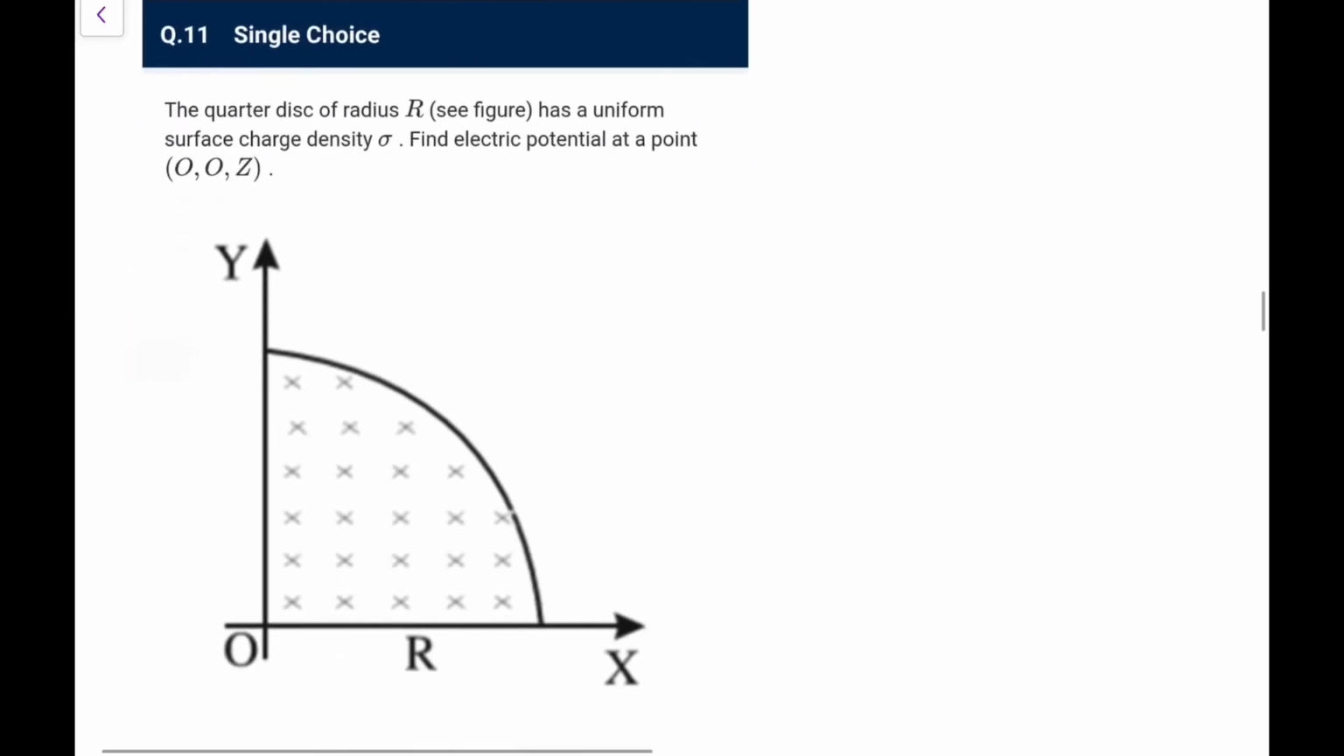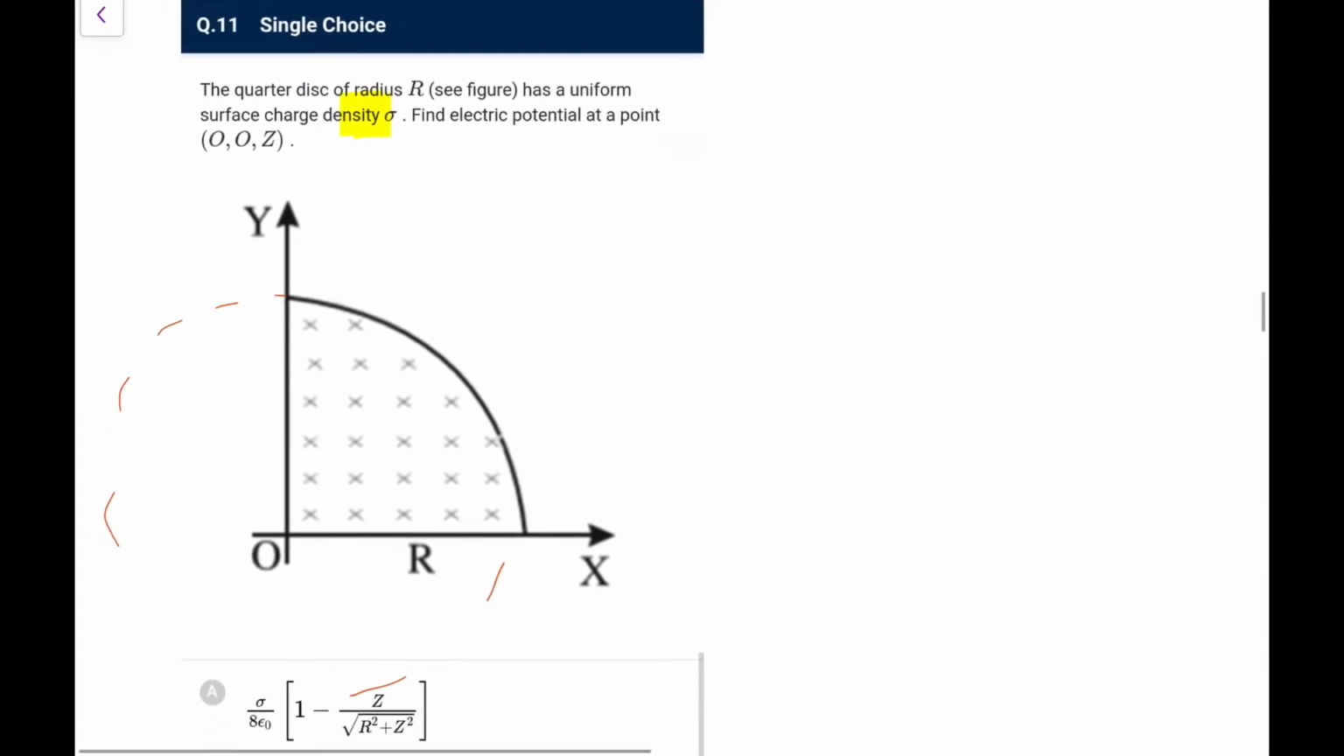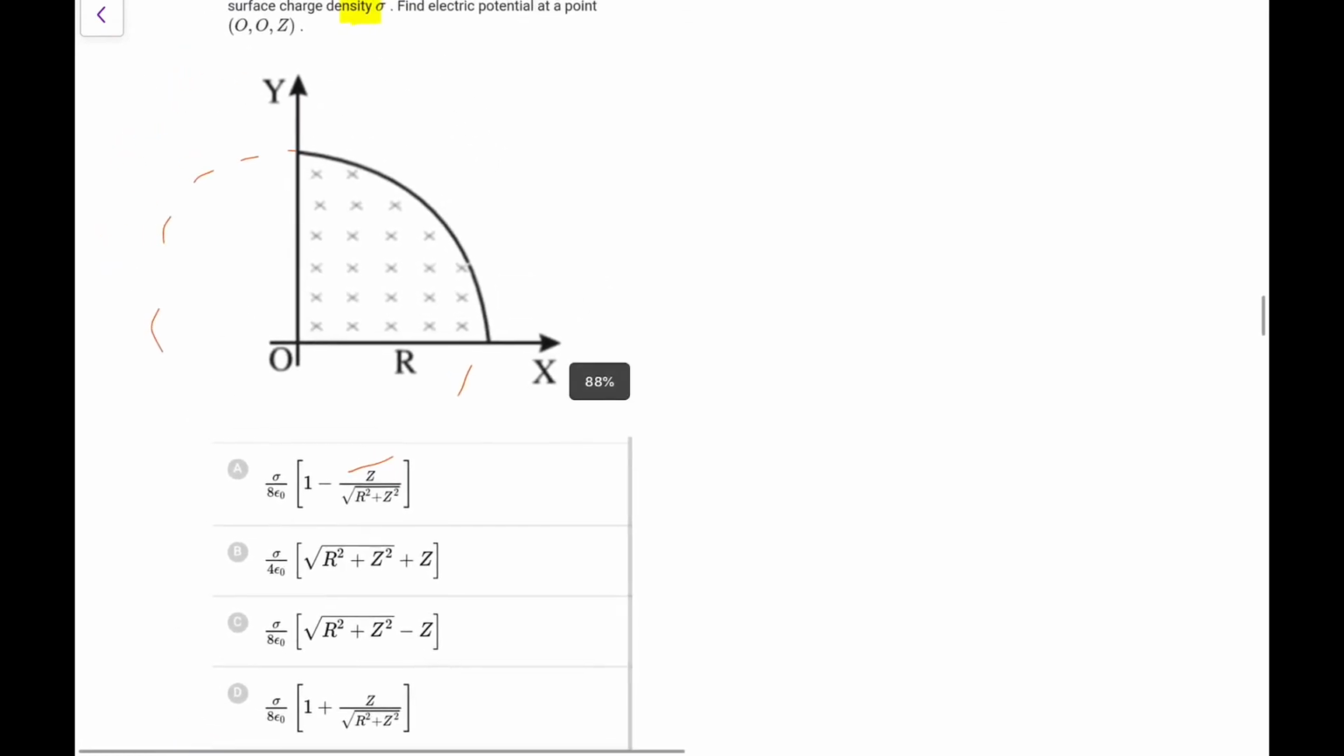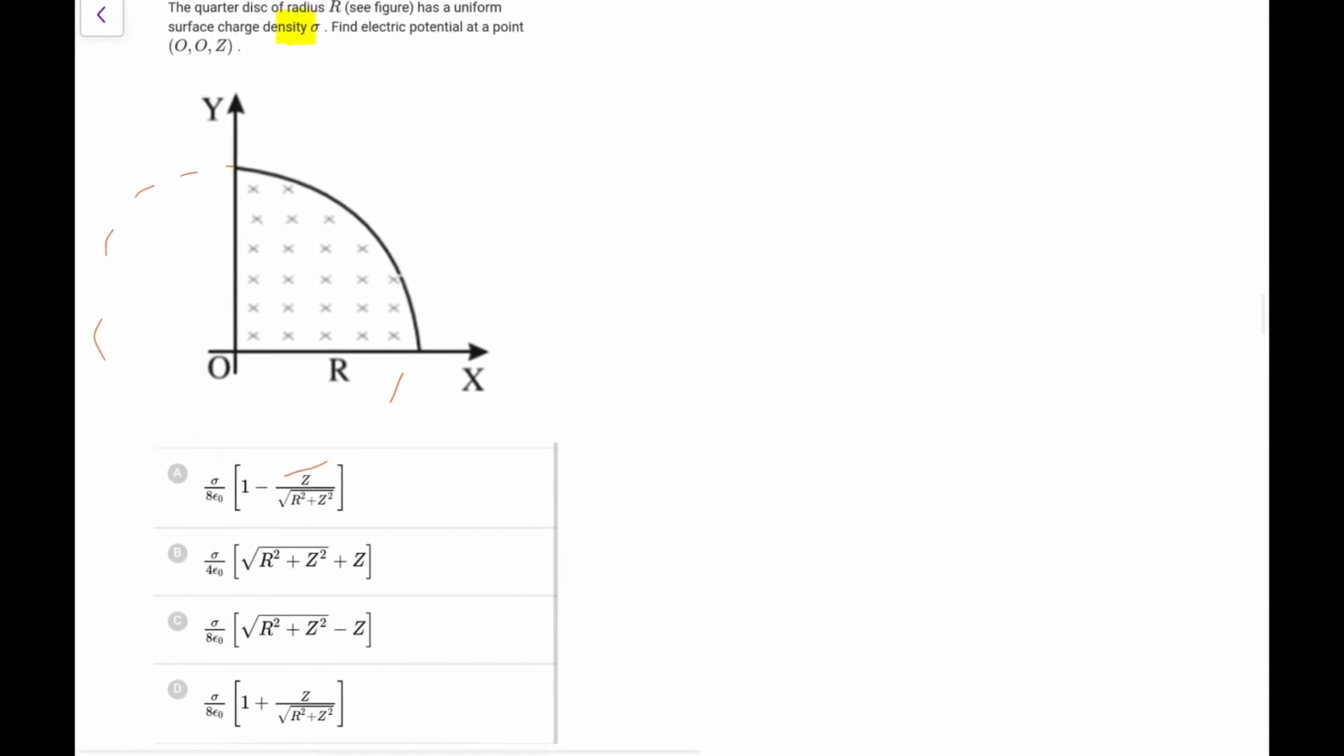This is B. Next, the quarter disk of radius r has a uniform charge density sigma. Find potential at a point 0, 0, z. Where is 0, 0, z? It would be here. So we can say because 0, 0, z, the complete formula that we use for disk can be applicable because all the four halves produce symmetrically. And if you remember that electric potential formula, I doubt how many of you actually remember, but let me redraw it. Let's take any small r and take it as dr, that would be better.